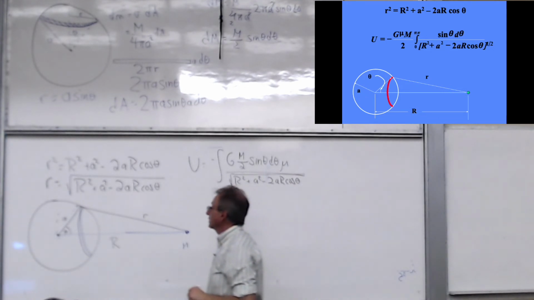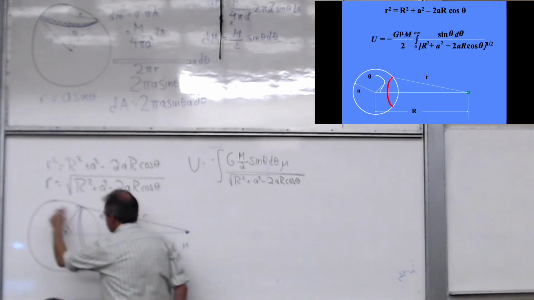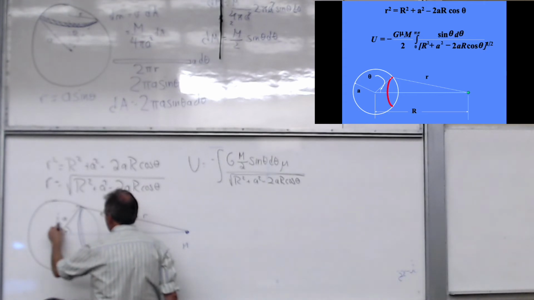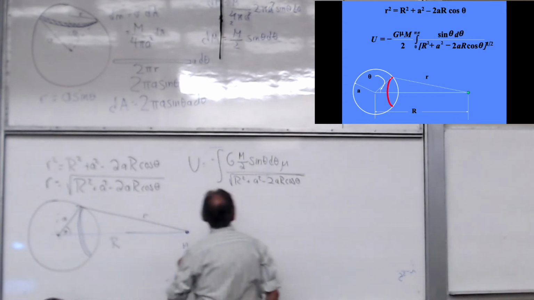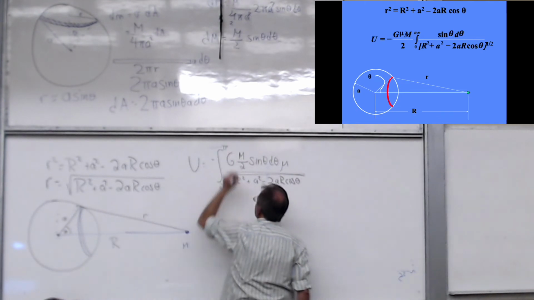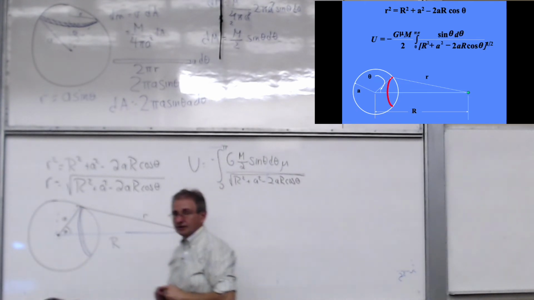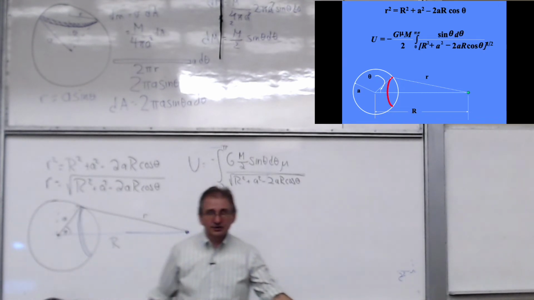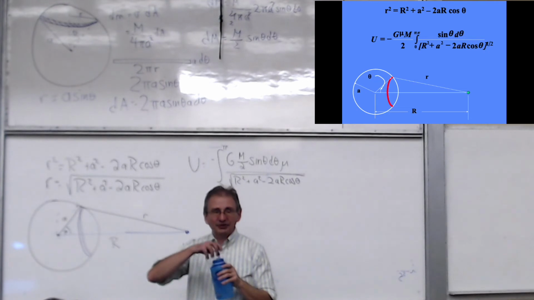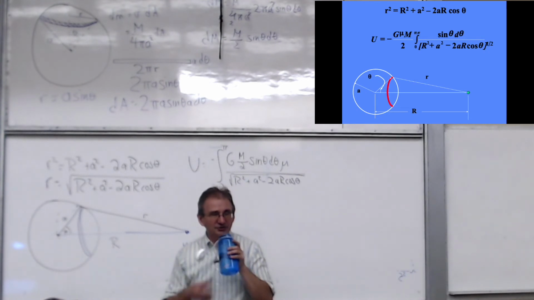And what are my integration limits? Well, I got to integrate over all these rings. All I got to do is go from 0 to pi, and I have all the rings. Right? If I go from 0 to pi, I get all the rings. So now you got to do that integral, which you can do in calculus, right? But I'm not going to write the answer down.